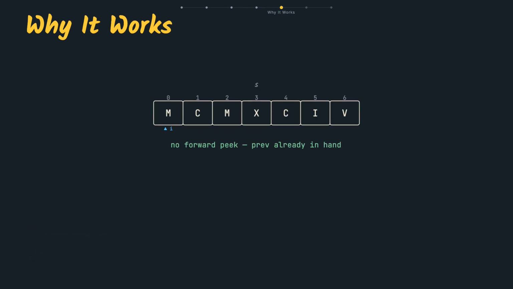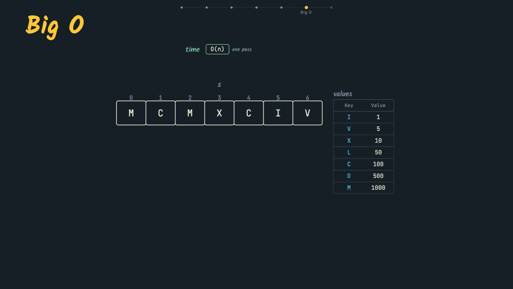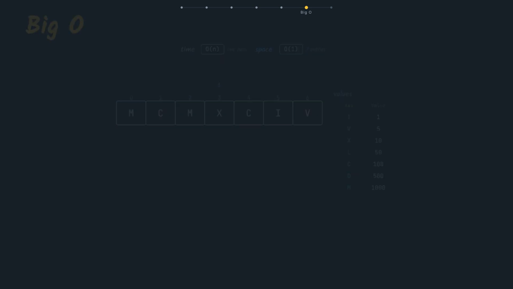Notice what just happened. We never peeked ahead. Each symbol only used the one we just saw, already in hand from the step before. One pass over the string. The table only ever holds 7 entries. Time grows with the input length. Memory stays fixed. Same logic in Python.